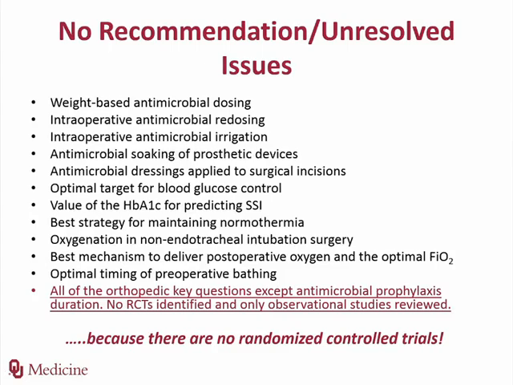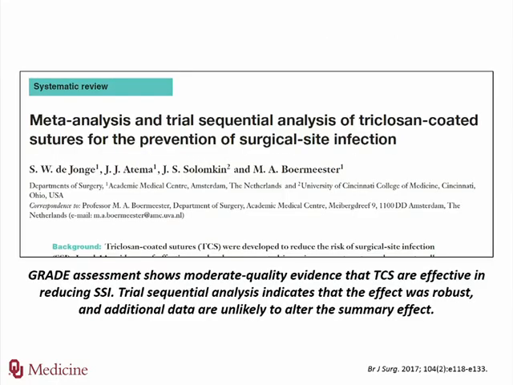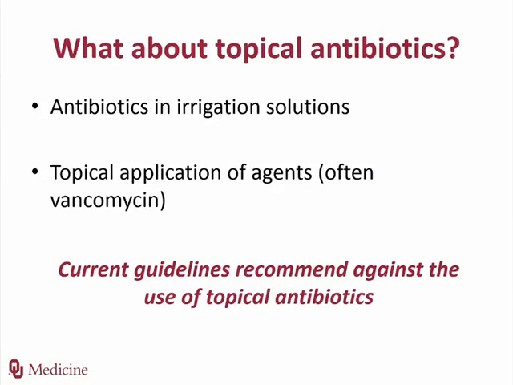So when we went through the guideline, these were all of the no recommendation unresolved issues, because there were no published randomized trials. For all of the orthopedic key questions except antimicrobial prophylaxis duration, we found no randomized studies, and we could only review observational studies. Probably doesn't affect orthopedic surgery too much, but triclosan-coated sutures are recommended, particularly in abdominal surgery, colorectal surgery. I won't spend too much time.